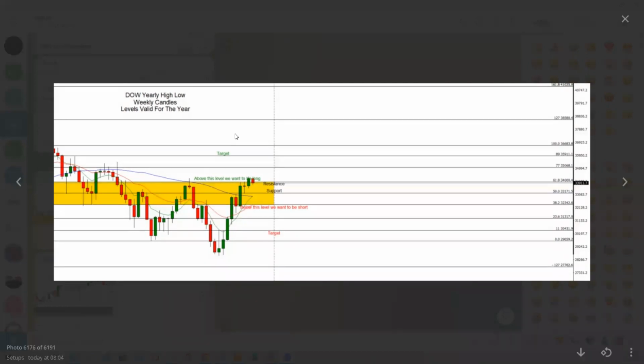So in front of us, we have the Dow yearly high low, currently between levels of 50 and 61.8 as support resistance. If you look at the moving averages, 8 is above 21. That's indicating trend is up. So it's looking for that 89 target level there.